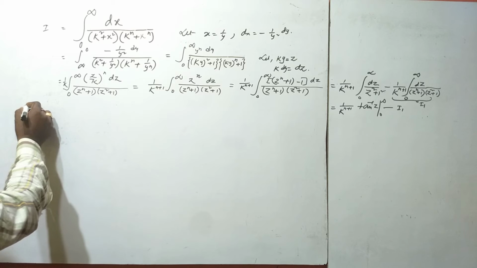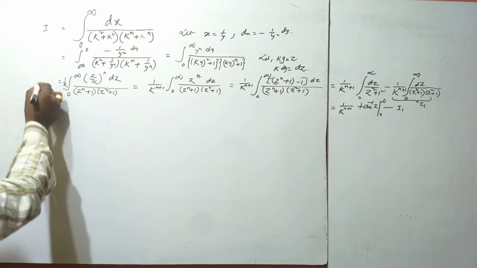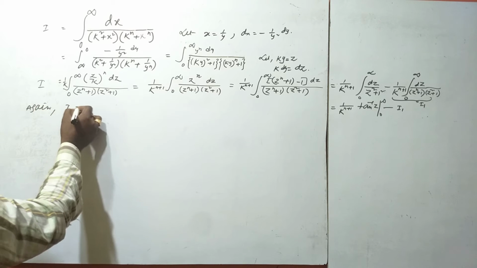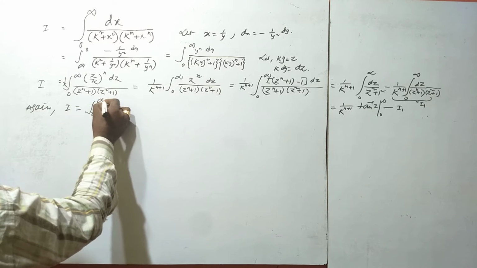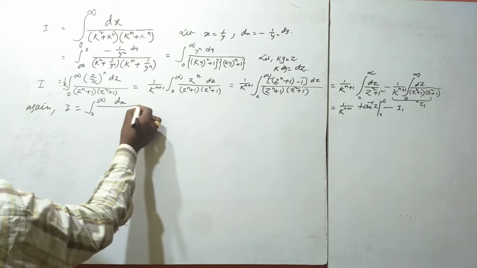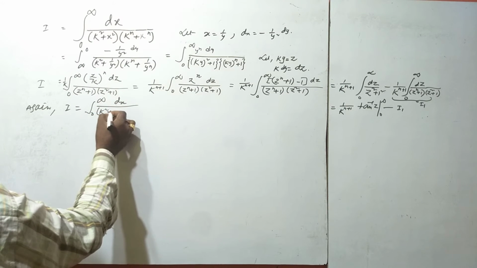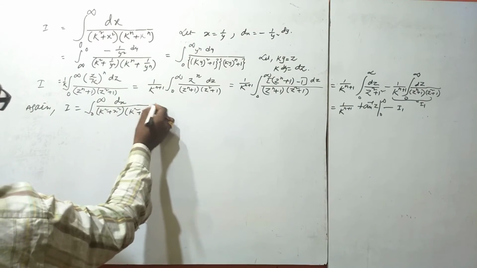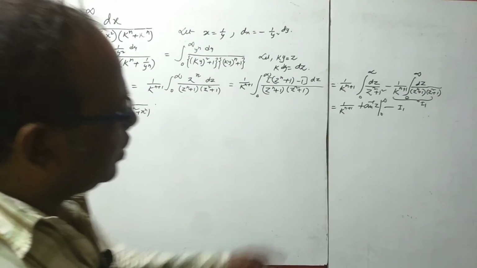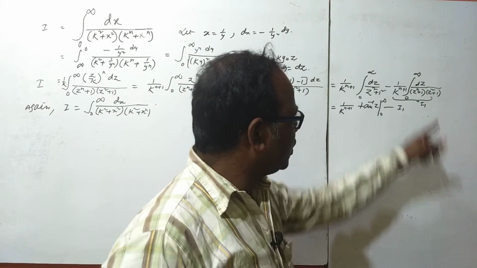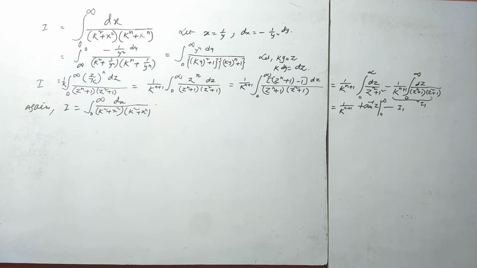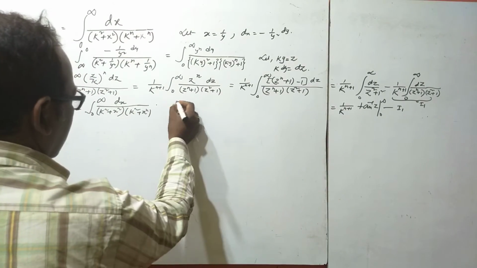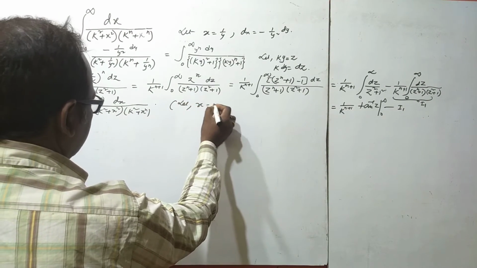Now again write I is equal to integral 0 to infinity dx over (k square plus x square) and (k to the power n plus x to the power n). See, the pattern is z to the power n plus 1 and z square plus 1. So now another substitution method: in place of x, let x be equal to k times m.